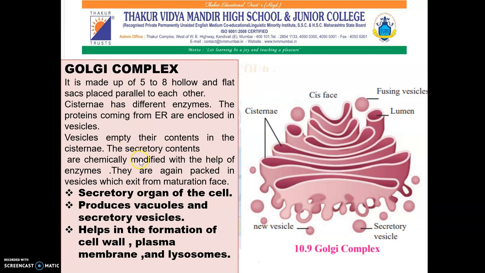Let us see various functions of Golgi complex. It is the secretory organ of the cell. It produces vacuoles and secretory vesicles. It modifies, sorts and packs the material synthesized in the cell and dispatches them to the various targets like the plasma membrane and lysosome, which we have already seen. It helps in the formation of cell wall, plasma membrane and lysosomes.